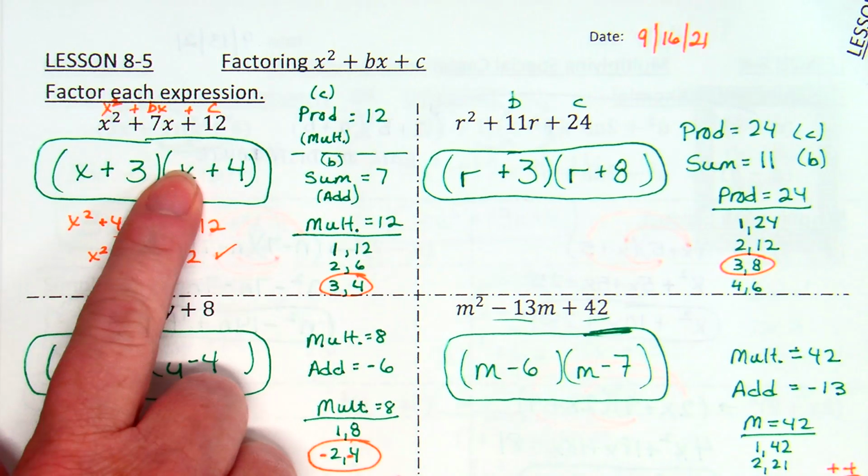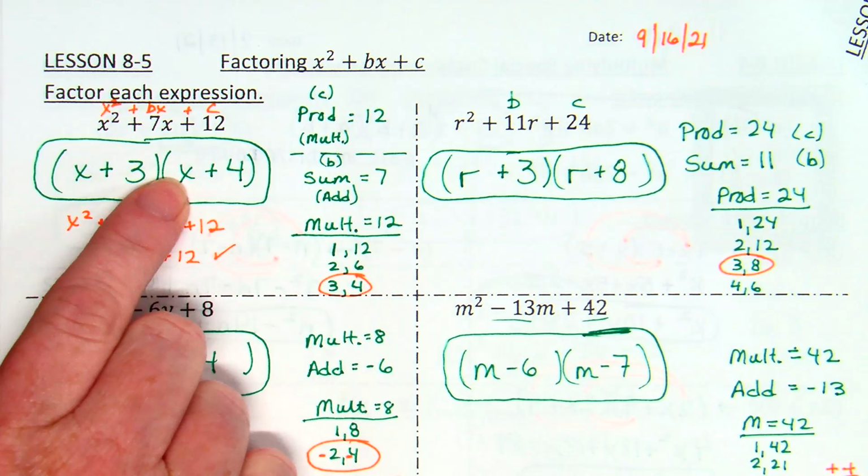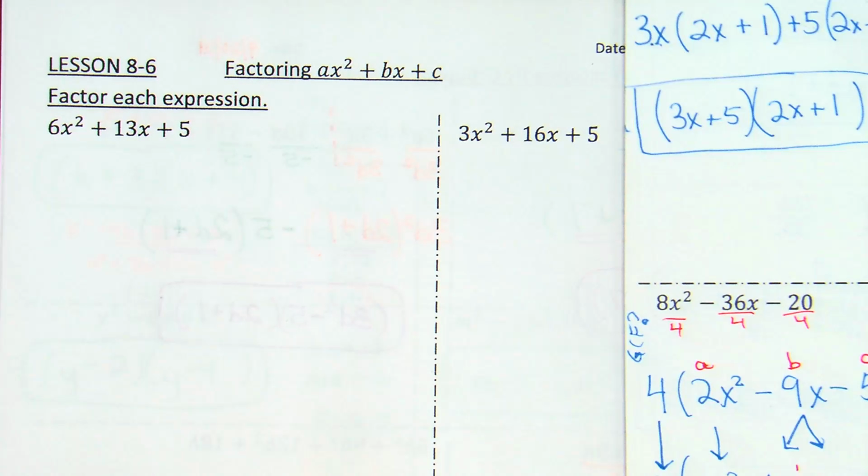Okay, so it's a piece of cake if it's just x squared. So it's x and x, and you just put the numbers in. It's not so much of a piece of cake when there's a number here, because now that leaves lots of different options. So we're going to use what I call product of AC.